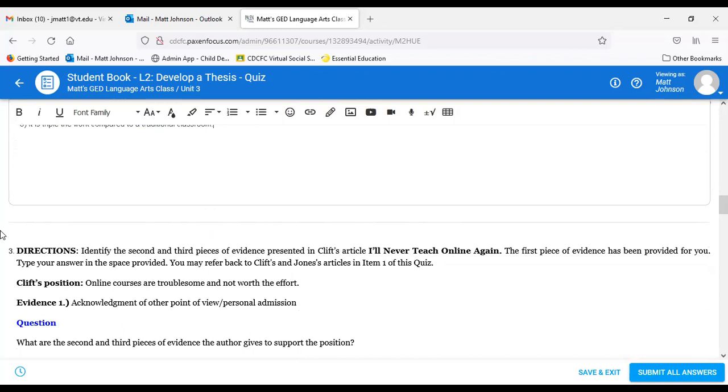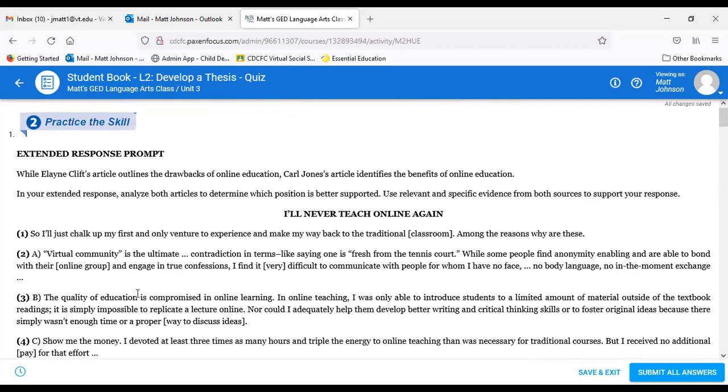Now, moving on to number 3, identify the second and third pieces of evidence presented in Cliff's article. I'll never teach you online again. The first piece of evidence has been provided for you. Type your answer in the space provided. You may refer back to Cliff and Jones' article for this one. So, right. So the first piece of evidence we got here, right? So the evidence that she provides is acknowledgement of another point of view, personal admission.